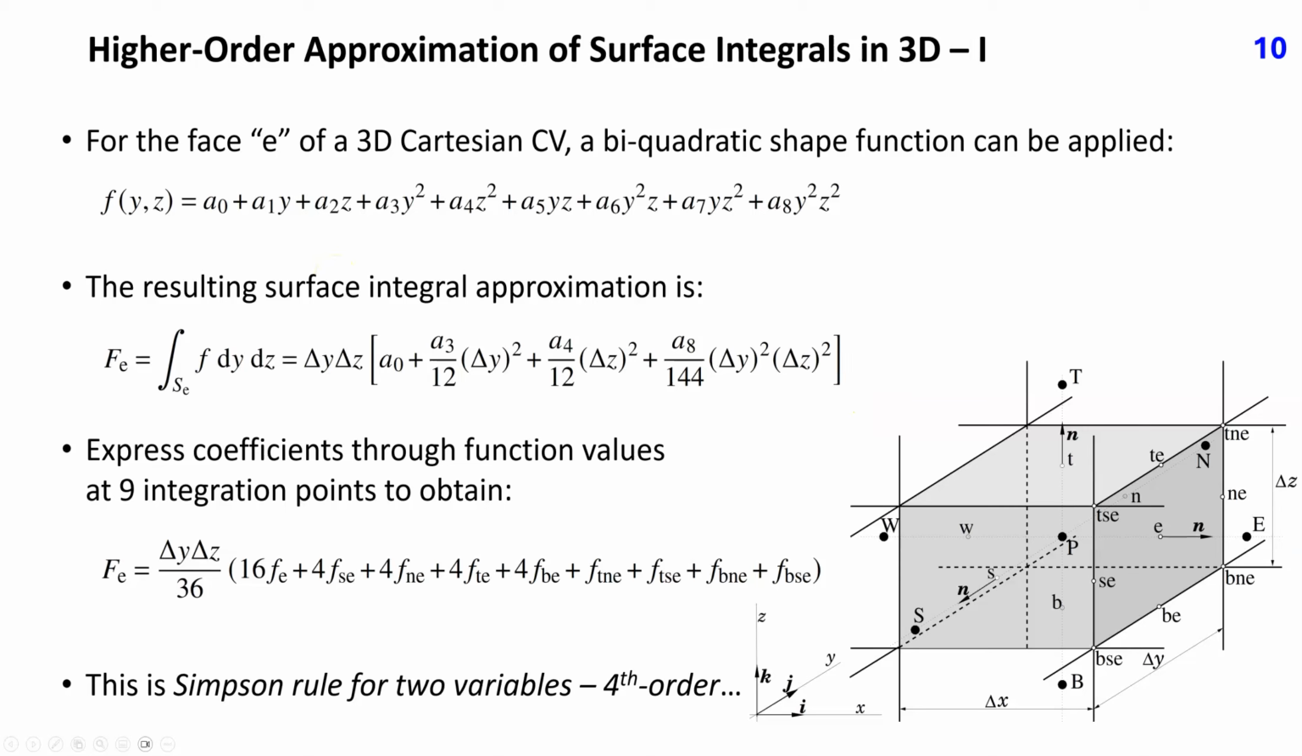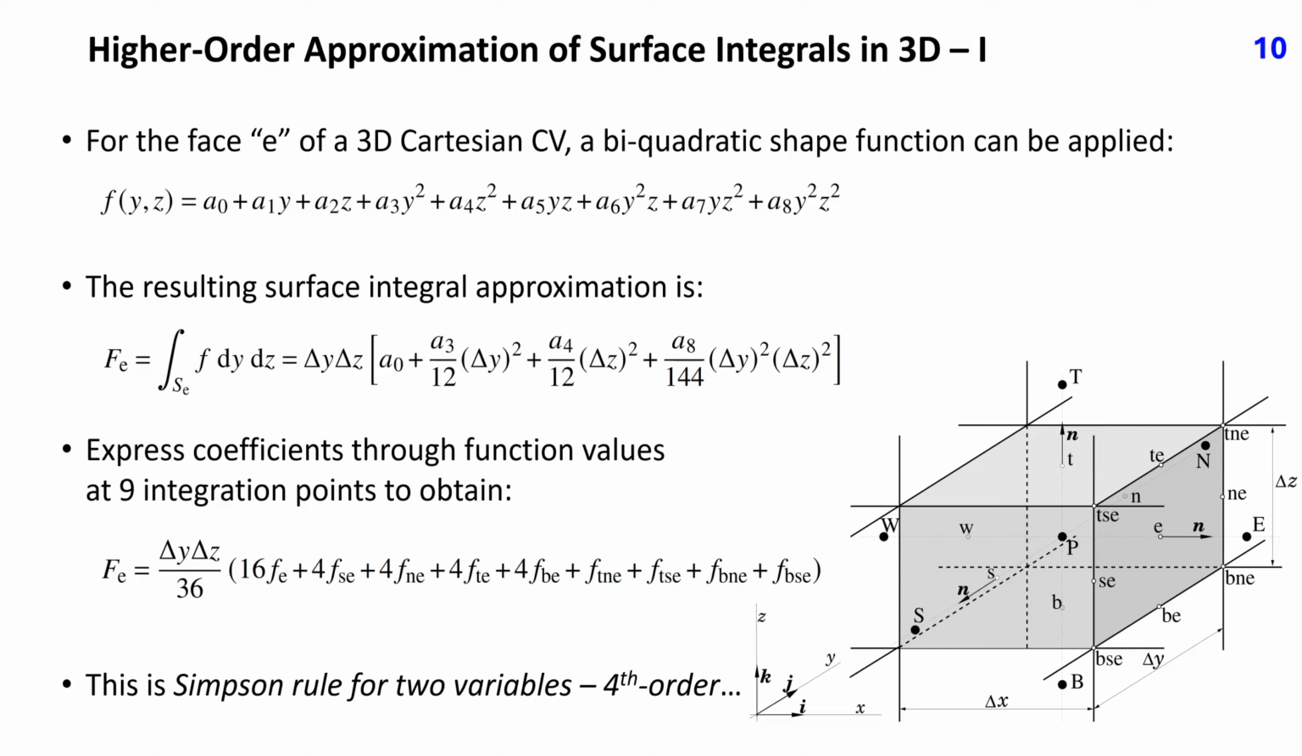By fitting the above shape function to variable values at 9 integration points, the face center, center of each edge, and the 4 corners, we finally obtain the following approximation of the integral. This is the fourth order Simpson rule for integration in 2 variables. It requires function values at these 9 integration points. To retain the fourth order of the integral approximation, all these variable values have to be obtained from cell center values by at least fourth order interpolation.